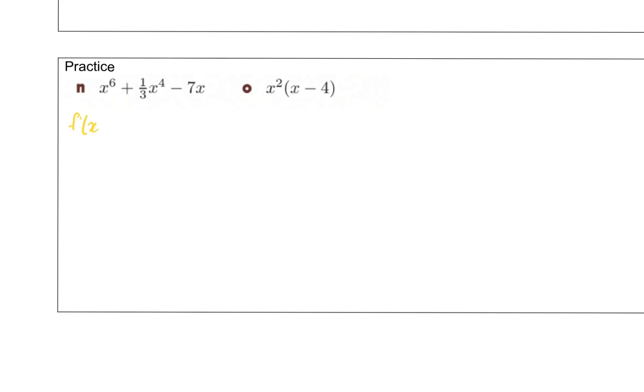Same thing, even though we've got fractions. Bring the power down, decrease the power by 1. Bring the power down, decrease the power by 1.